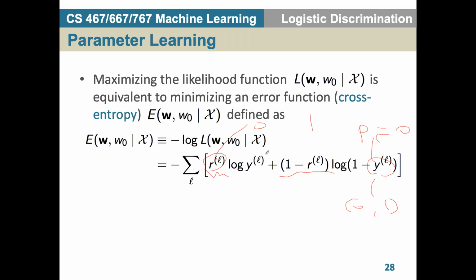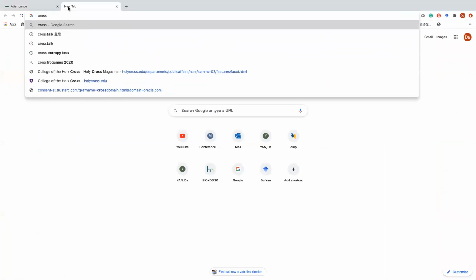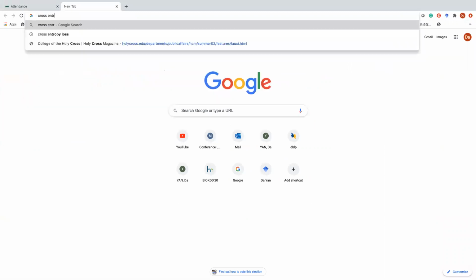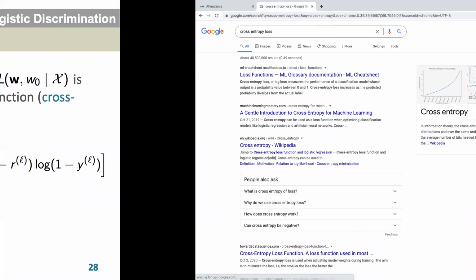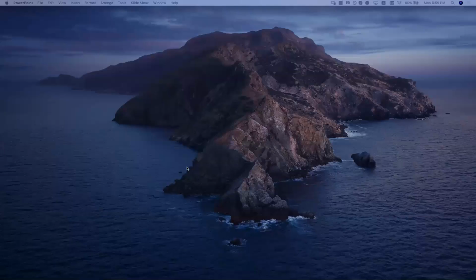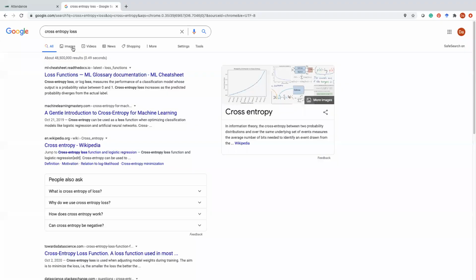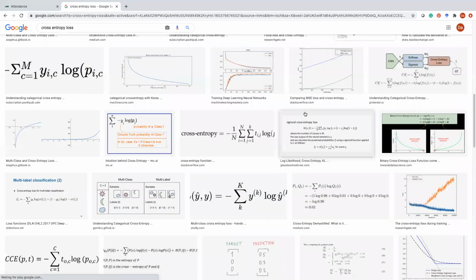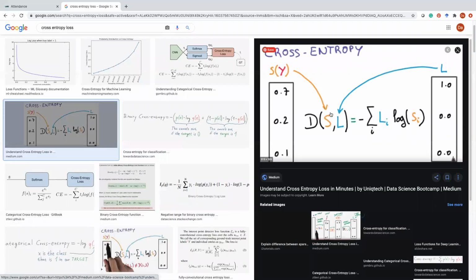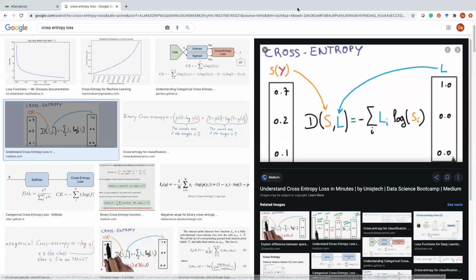So maybe we can expand this slightly a little bit. Let's see whether we can. I think I need to stop playing this, otherwise I cannot find my mouse. Sorry. Do we have that? Yeah, here is an example. We have cross entropy loss.